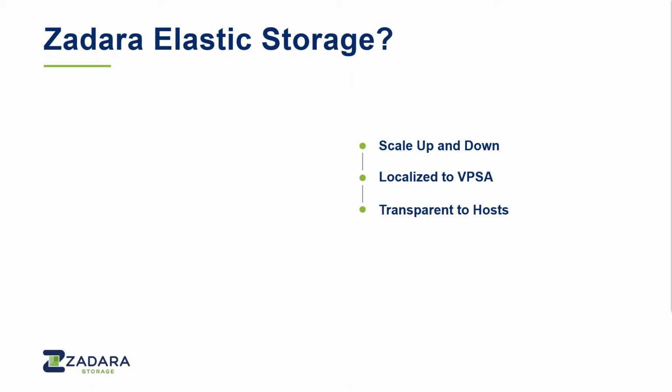And we have a lot of options on how to scale up and scale down your storage. For example, if you need to add drives, that's sort of scaling up, and if you don't need so many drives, you can scale it back down. And we have processes to allow you to move data between different types of media for both methods. Another thing is that it's localized to your VPSA, and this gives you transparency to hosts, so that as you're scaling your VPSA, it's transparent to your servers that are connected to the storage.